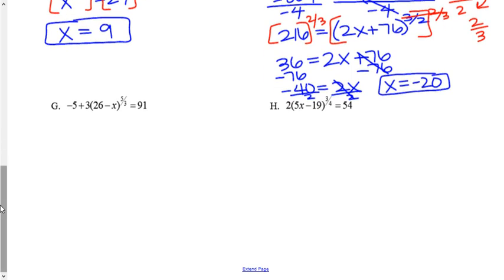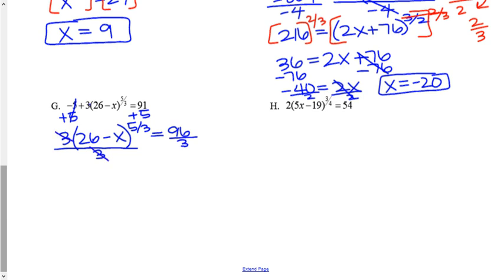All right, and then g, let's see, if you notice that 3 is being multiplied by that 26 minus x, so I am just going to add 5 to both sides to start this problem. I have 3 times 26 minus x to the power of 5 over 3 equals 96. Then I divide both sides by 3. On the left side, I'm just left with, in parentheses, 26 minus x to the power of 5 over 3. On the right side, 96 divided by 3 is 32.